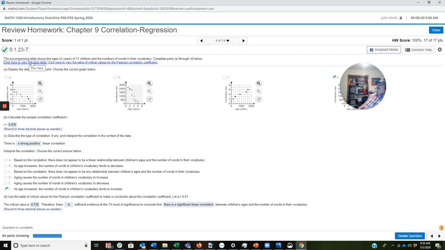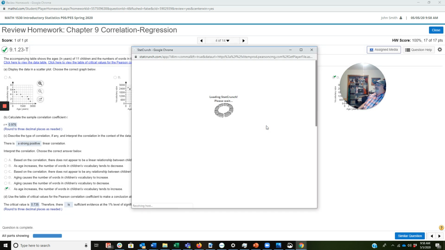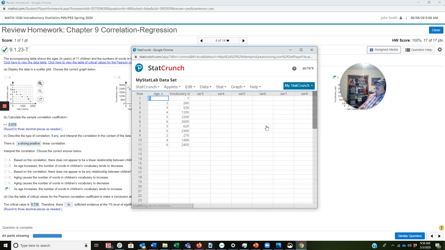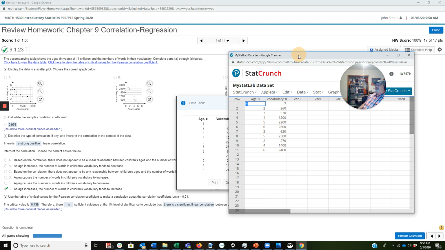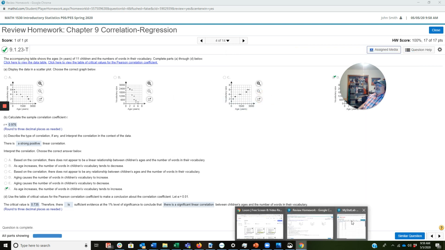Well, first I need the data. And one of the really nice functions with my stat lab or my math lab is when I click this table, it's going to give me the data here, and all I have to do is click to copy the table and open in Statcrunch. I don't have to type the data in. Now, I'm done with the data table, so let's close it. Let's find my Statcrunch again.